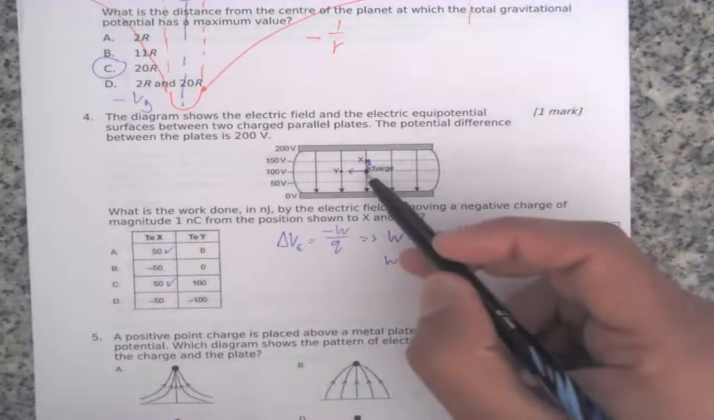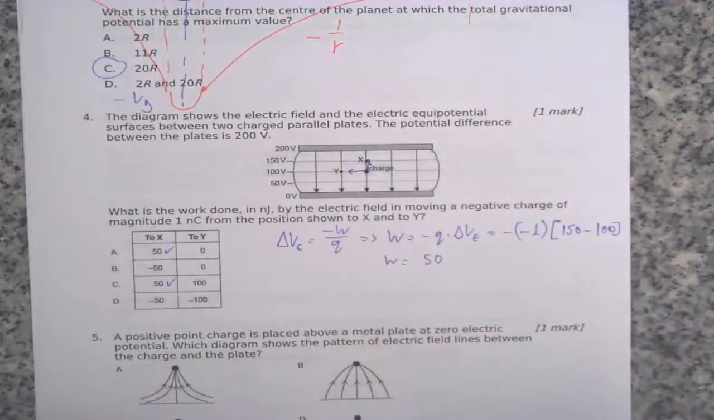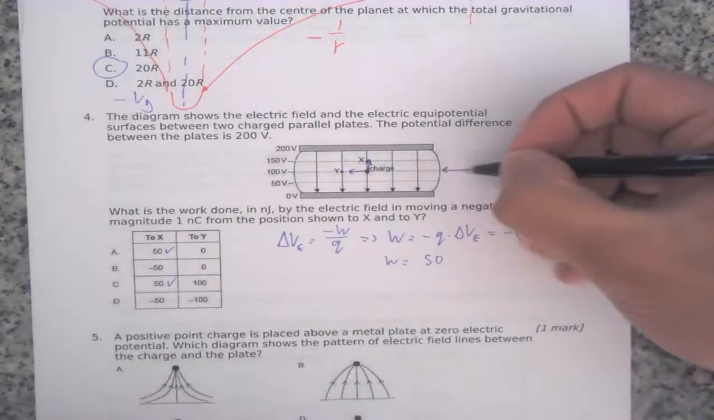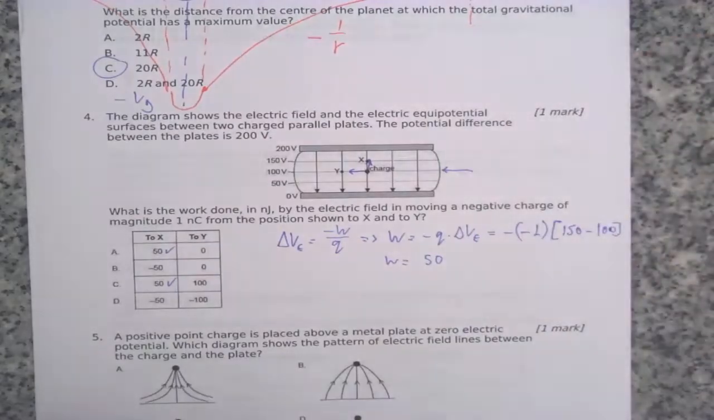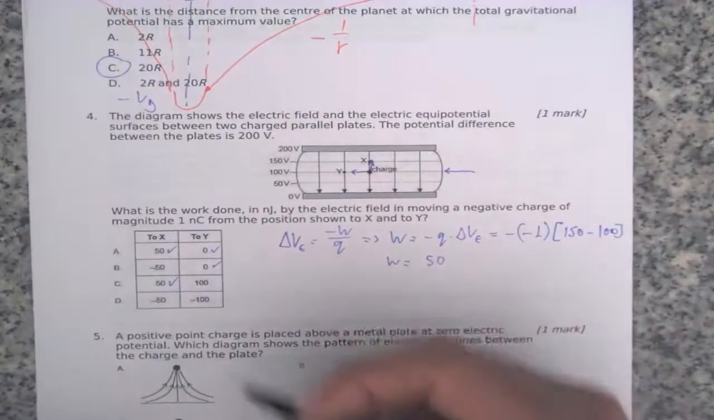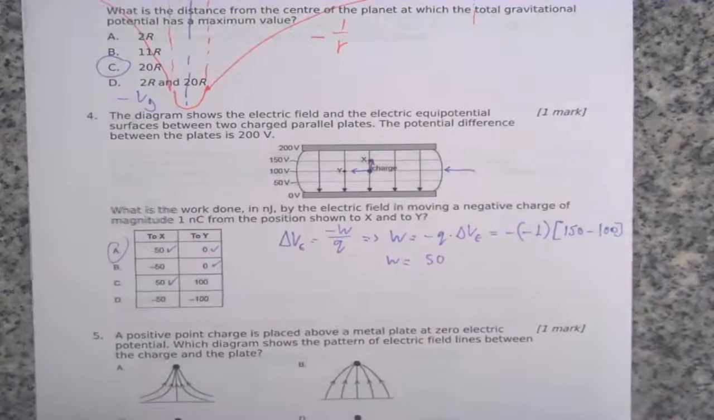Now what is happening to the Y? Well, because we move in the same equipotential line, there is no work done. So of course it is 0. It's either A, either B, of course it's A here for us.